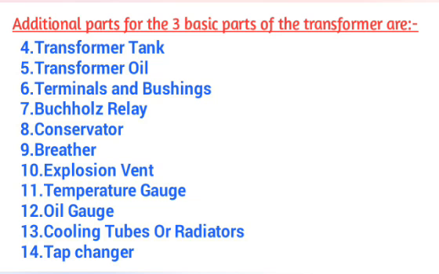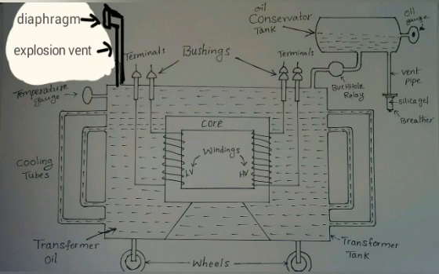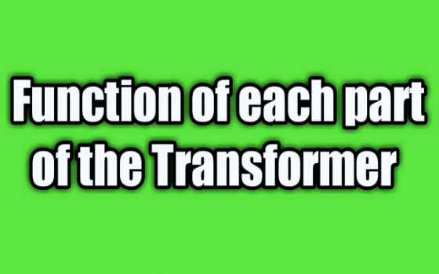They are transformer tank, transformer oil, terminals and bushings, Buchholz relay, conservator, breather, explosion vent, temperature gauge, oil gauge, cooling tubes or radiators, tap changers. These are the different parts of the transformer. Each part of a transformer has a particular function to perform. Function of each part of the transformer.